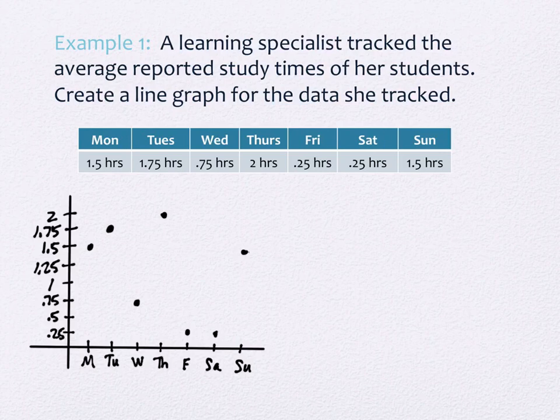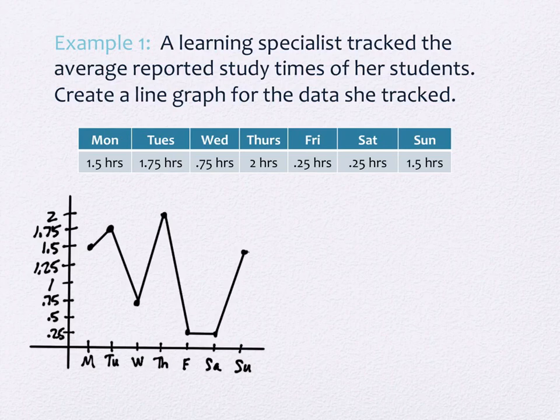Right? Pretty much. So we're going to connect these with a line segment. So we're going to connect from day to day. So Monday goes to Tuesday, Tuesday to Wednesday, Wednesday to Thursday, Thursday to Friday, Friday to Saturday, and Saturday to Sunday. So my thing likes to connect the dots sometimes a little funny, so that's not too bad. This is a line graph. It's not a line. It's a bunch of line segments, right? It's important.